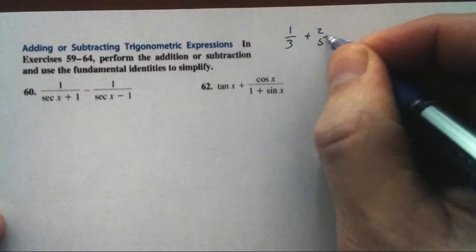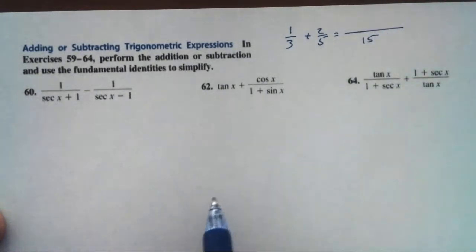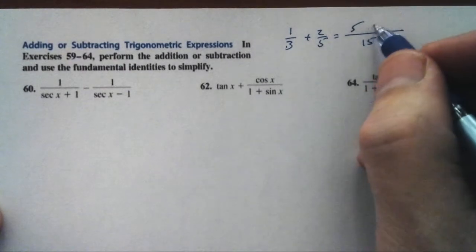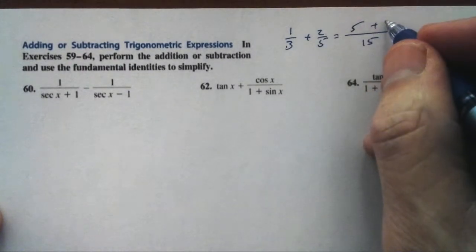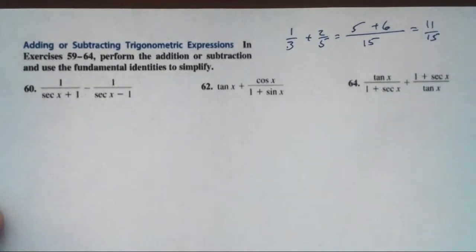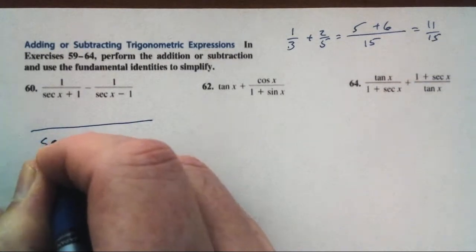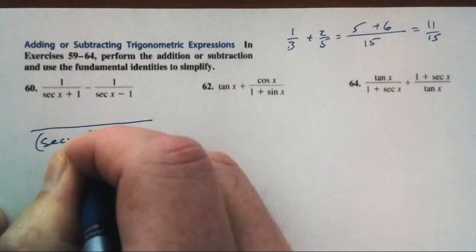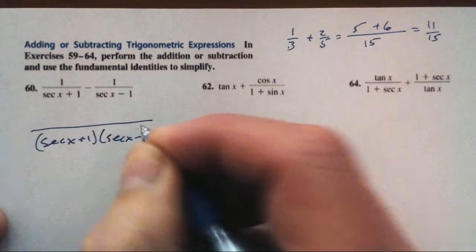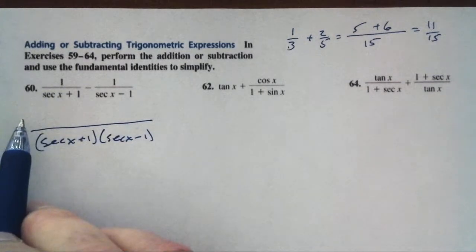1/3 plus 2/5. We'd change that to on 15. Multiply by 5 over 5, plus multiply by 3 over 3, and we get 11/15. So we need common denominators. My least common denominator here has to have a factor of secant x plus 1 and has to have a factor of secant x minus 1.